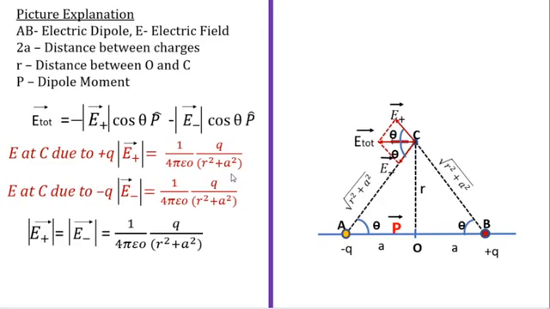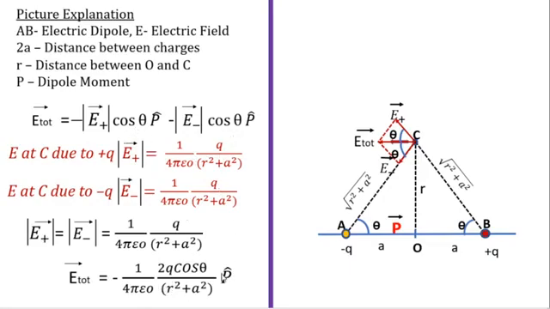And what will be E total? We shall add it up, right? The minus sign we get out here. Both have 1 by 4 pi epsilon 0, and Q and Q added up, we get 2Q and cos theta divided by R square plus A square into P vector.